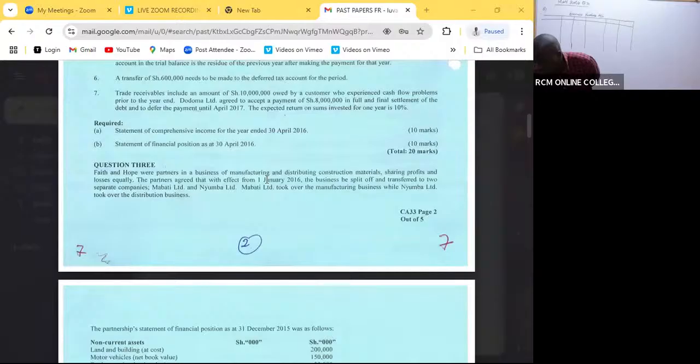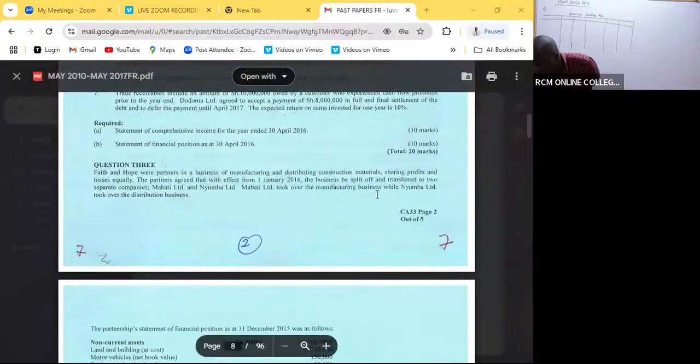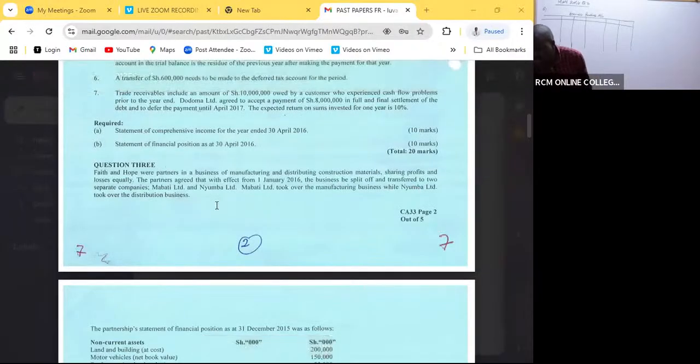They were in the business of manufacturing and distributing, sharing profits and losses equally, so to two separate companies, Mabati Limited and Nyumba Limited. So there are two companies being created here. We have Mabati, and of course we have Nyumba.